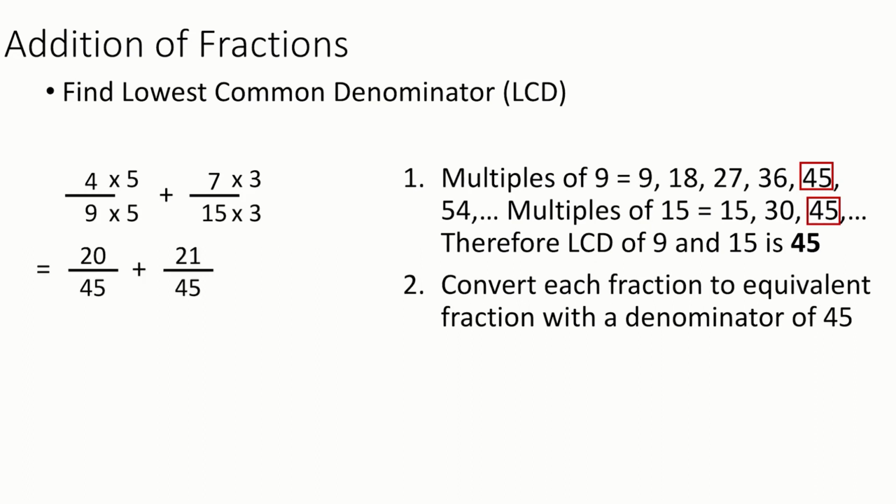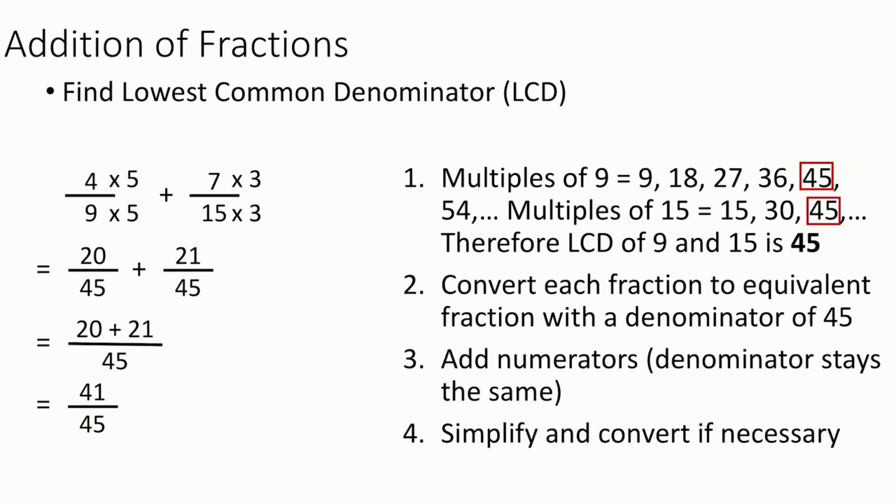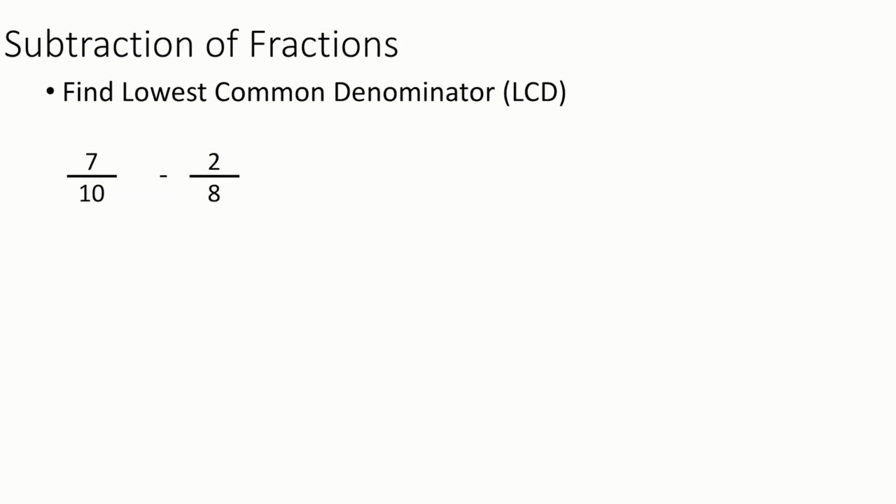So 4 times 5 gives you a 20, and 7 times 3 gives you a 21. And now our denominators are both 45. Now we're allowed to add the numerators, and remember to keep the denominator the same. So 20 plus 21 equals 41 over 45. So we could try and reduce this fraction. However, 41 is a prime number. So this one cannot be reduced any further, and it's also a proper fraction because 41 is less than 45, so we don't have to worry about simplifying or doing any extra conversion.